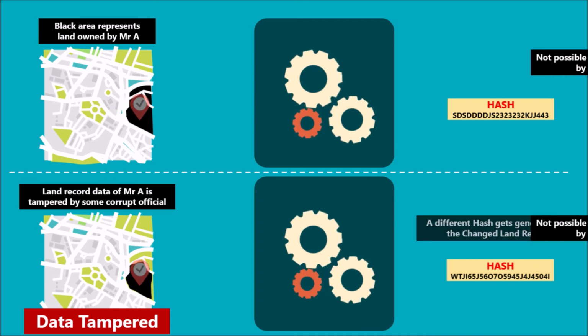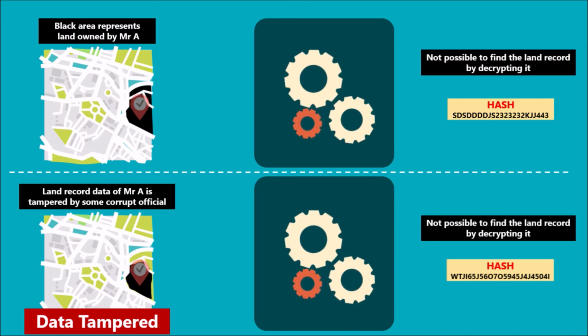On the other hand, it is not possible to decrypt this hash and find out that it represents the land record data for the land owned by Mr. A. Therefore, we can say that a hash can be used to track and validate the data, but can't be used to decrypt and find the original data.